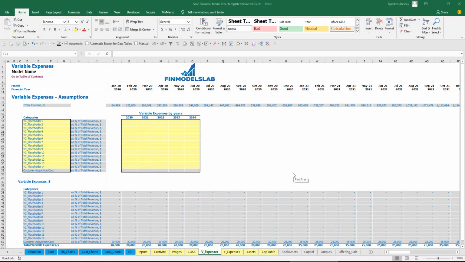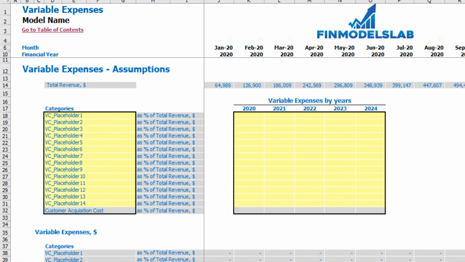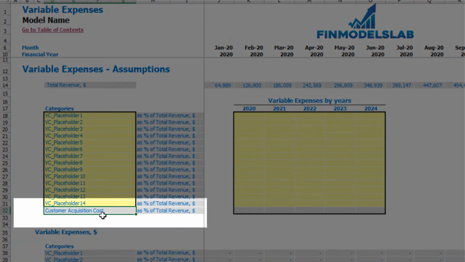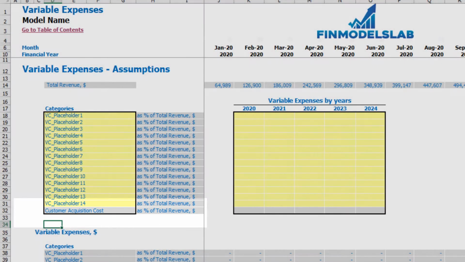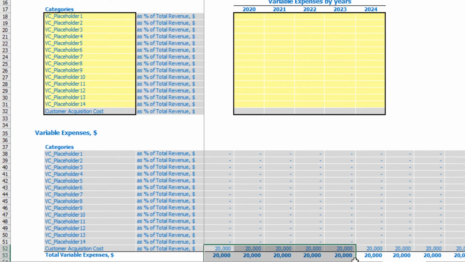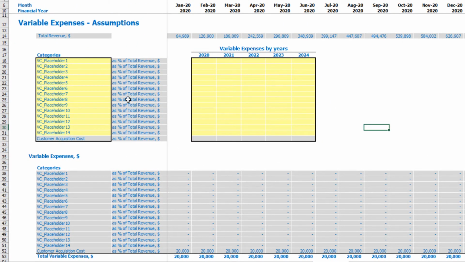On the variable expenses tab, you may input up to 15 variable expense categories as a percentage of total revenue. Please note that one of the variable expenses line items, which is customer acquisition cost, is predefined. You previously inputted on the dashboard your customer acquisition cost amount, and you can see the immediate calculation of customer acquisition cost by months without any need to input variable expenses assumptions. For all other 14 line items, you can set the name of the category.